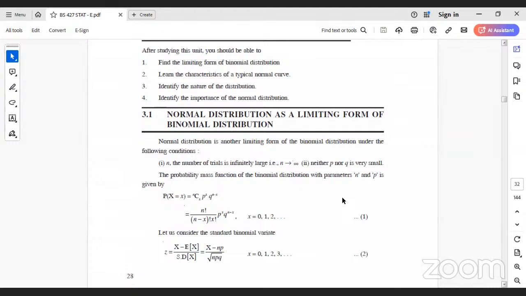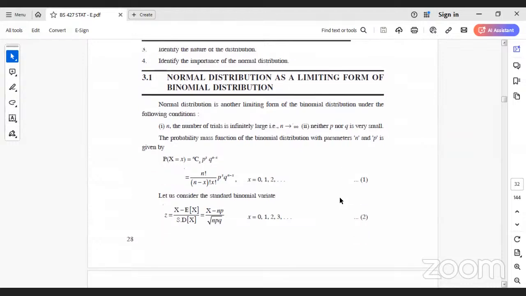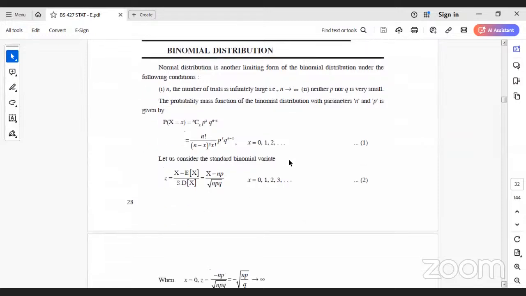The probability mass function of the binomial distribution with parameters n and p is given by p of x equal to nCx p power x q power n minus x, that is n factorial by n minus x factorial x factorial p power x q power n minus x, x equal to 0, 1, 2, and so on. This is a basic fundamental formula: n factorial by n minus r factorial into r factorial. Clear? Okay. Let us consider the standard normal variate z equal to x minus E of x by the standard deviation, that is x minus np by root of npq, x equal to 0, 1, 2, 3.